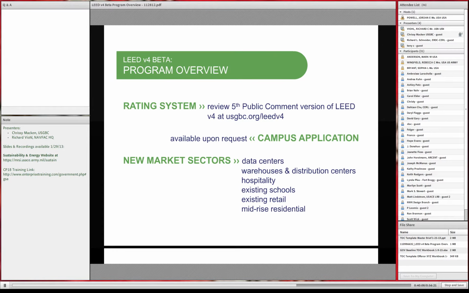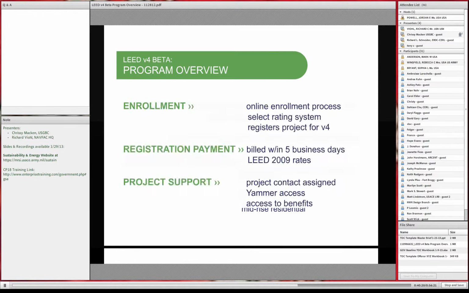As I mentioned before, we also do have some new market sectors that LEED version 4 covers, so this is a great opportunity, if any of these new sectors would apply to you, to test those out and see if the features really do assist our market sectors in better using LEED.